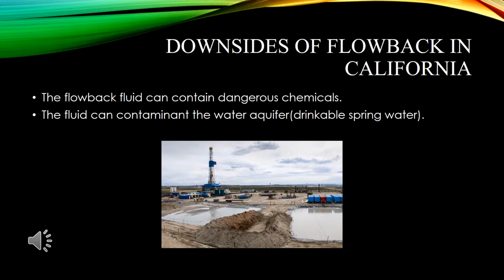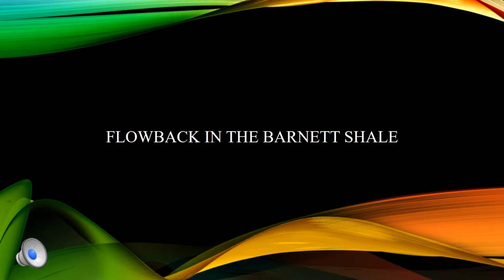Downsides of flowback in California. The flowback fluid can contain dangerous chemicals such as benzene, toluene, radioactive material like radium-226, etc. Extra measures must be taken in order to ensure the environment doesn't get contaminated by these fluids. Flowback and the Barnett Shale.